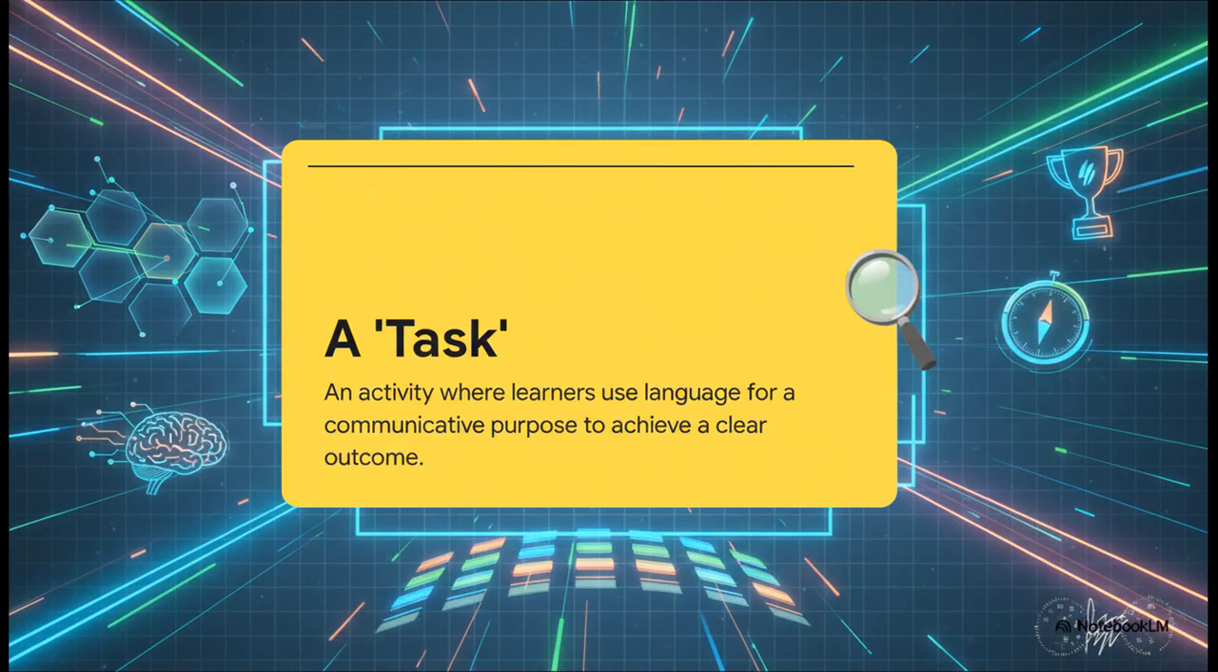So, when we say task, we're not talking about a boring old worksheet, okay? A task is a real activity with a real outcome. You're trying to solve a puzzle, or plan an event, or make a tough decision. Your brain is totally focused on the goal, not on, oh, am I using this grammar point correctly? And isn't that exactly how we use language in the real world? We use it to get stuff done.